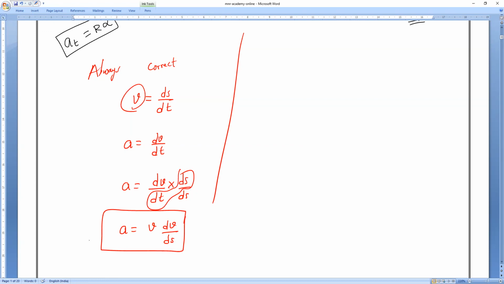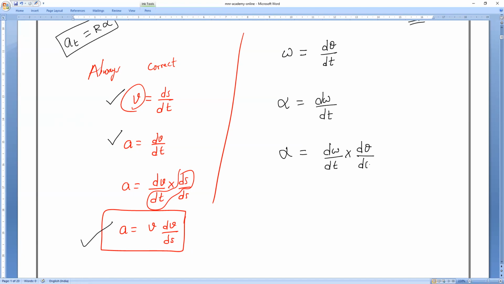We have studied or not? So this equation is always true. In the same way, angular velocity formula: what is the formula? d theta divided by dt. Angular acceleration formula: d omega divided by dt. So if I multiply both numerator and denominator with the angular displacement, so that d theta divided by dt, what will happen, everybody? Which is equal to, please respond, omega into d omega divided by d theta.